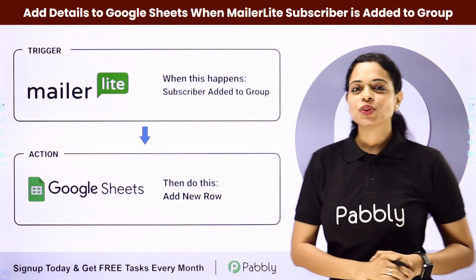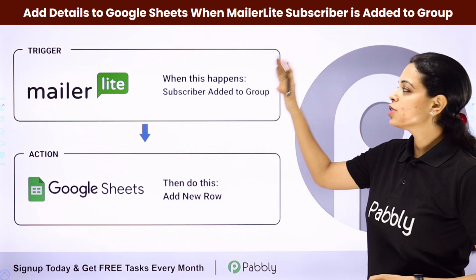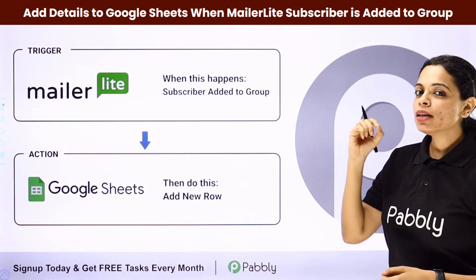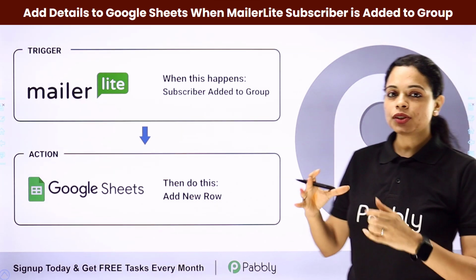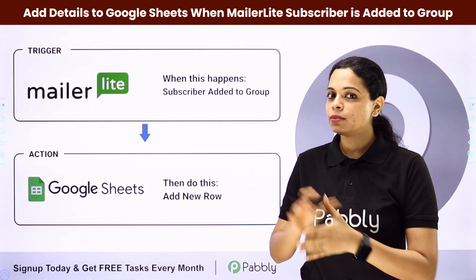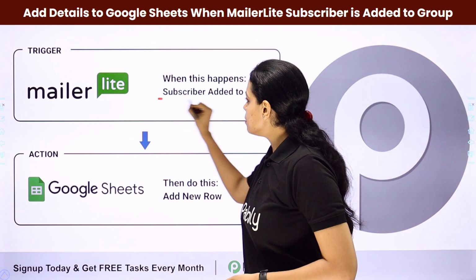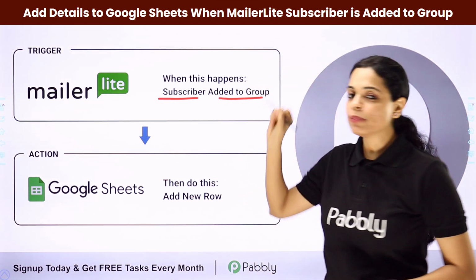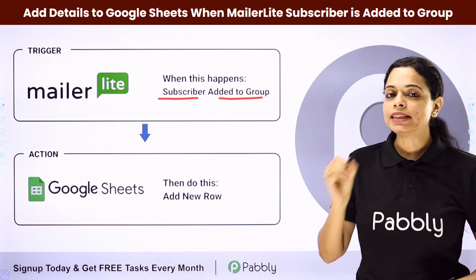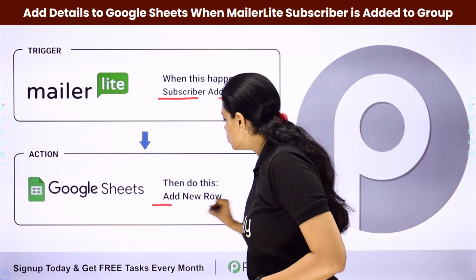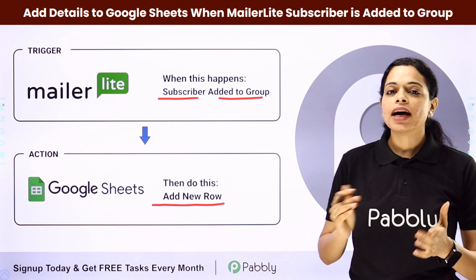In this video, we are going to understand how to add details to Google Sheet when a MailerLite subscriber is added to a group. So here my objective is that I have got certain subscribers already there in my MailerLite account. Now I want that every time a subscriber is added to a particular group in MailerLite, then automatically the details of the user along with the details of the group should be added in my Google Sheet as a new row. Now how can that happen?